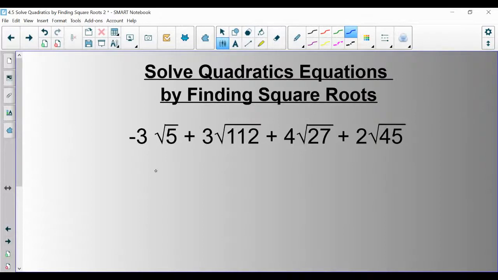This one is simplified. That's just negative 3 root 5. 112, I'm not seeing the perfect square factor. I'm just going to skip over that until I grab my calculator. This one would be 4 square root of 27. We already did simplify that. We know that 27 is the same as root 9 times root 3, and 9 is its perfect square factor, and 9 times 3 is 27.